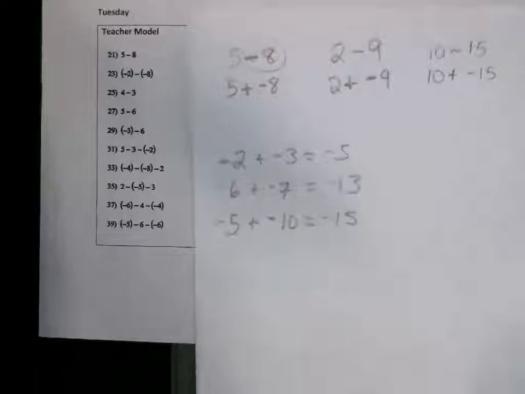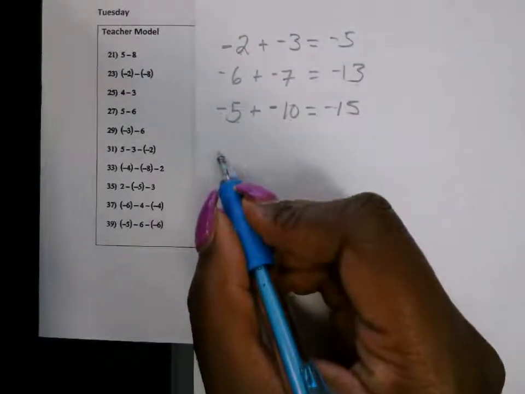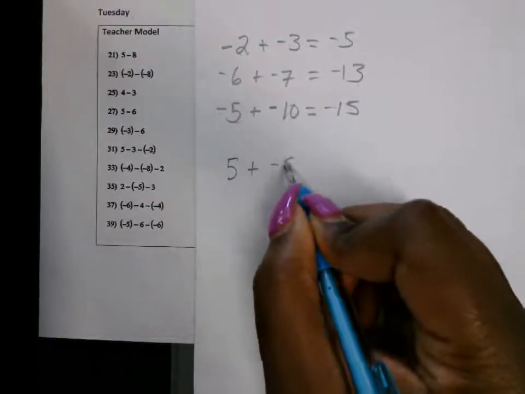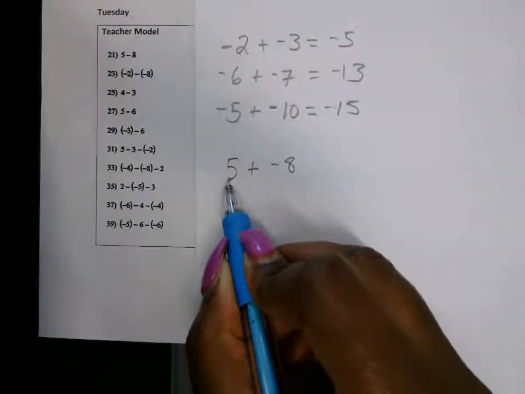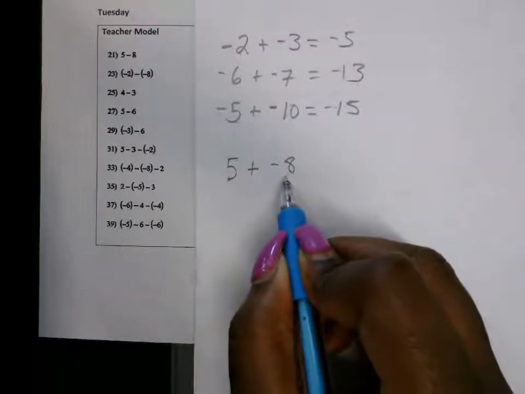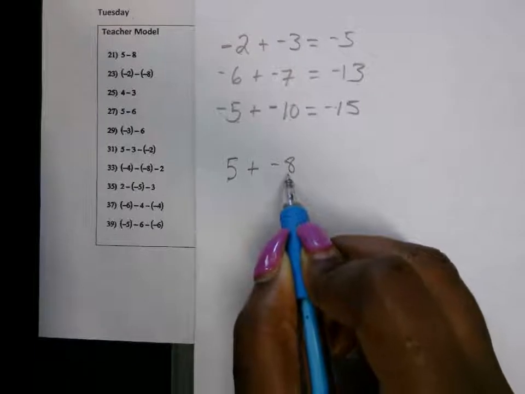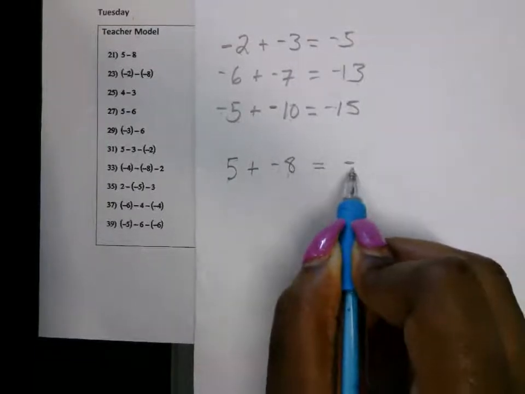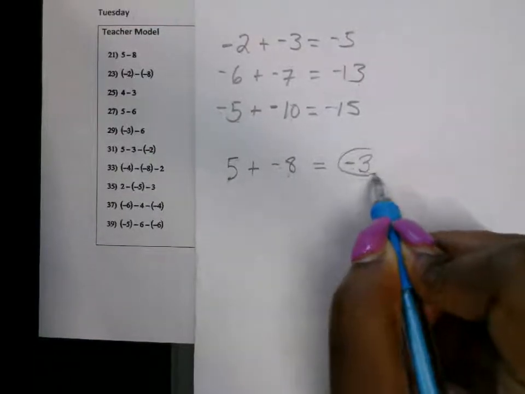If they are different, one's a negative, one's a positive. So let's suppose one is a negative and one is a positive, like 5 plus a negative 8. Which one of these numbers is further away from 0? Positive 5 is 5 places away from 0. Negative 8 is 8 places away from 0. This is further away from 0, so my answer is a negative, because this is a negative. Now you subtract. 8 minus 5 is 3.